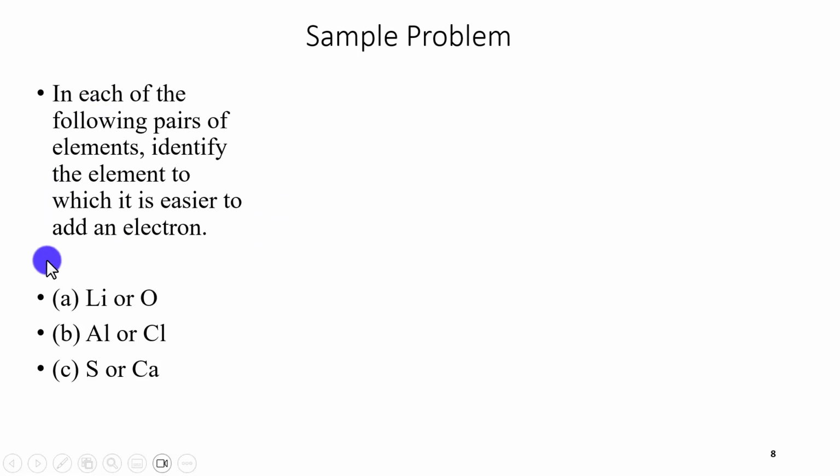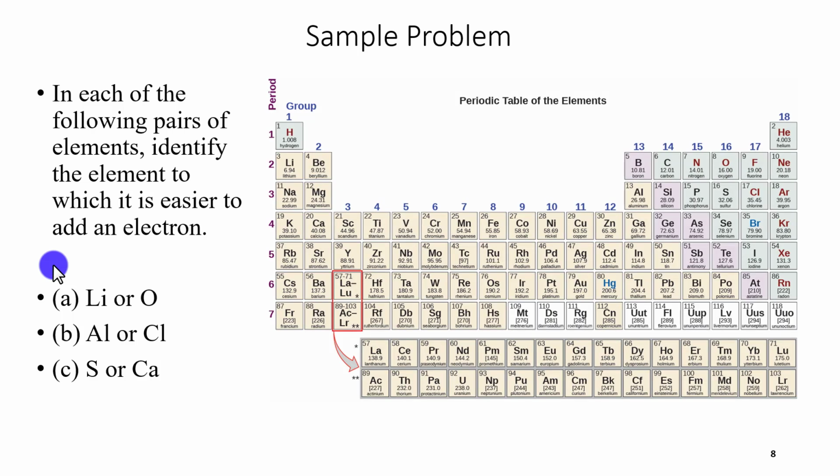Okay, let's look at the following pairs of elements and decide which element is easier to gain an electron. So how close are they to halogens? Lithium or oxygen? So here's lithium, oxygen. Aluminum is over here, or chlorine. Sulfur or calcium over here. So those two. Okay, go ahead and give it a try. And we will pick up the discussion on the last section of chapter 2 in the next video.